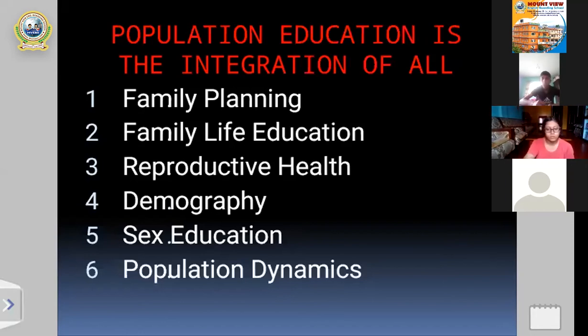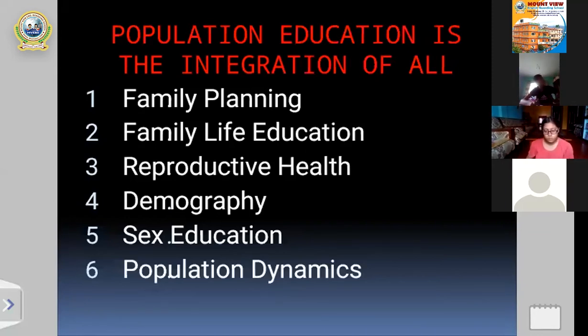Population education is integration of all. Once again, integration means combination. It means population education includes varieties of subject matters, multi-dimensional. Multi-dimensional means including more than one subject, or including varieties of subject matters, varieties of knowledge. Like first, family planning.